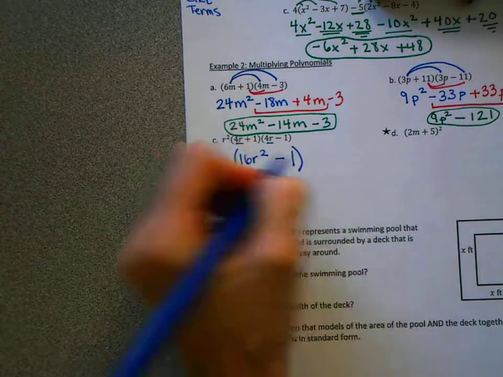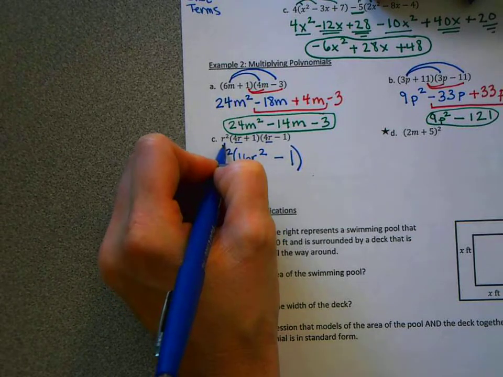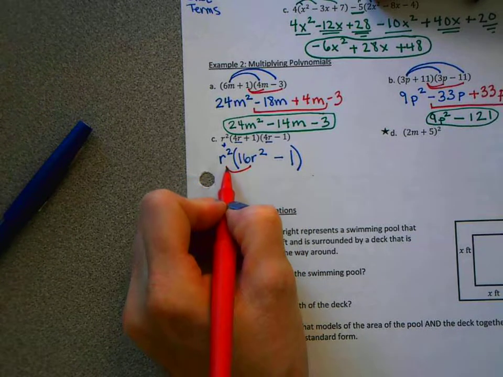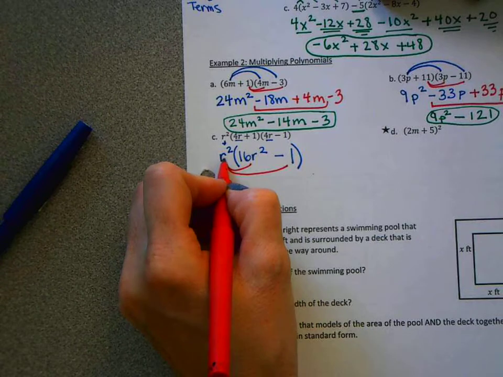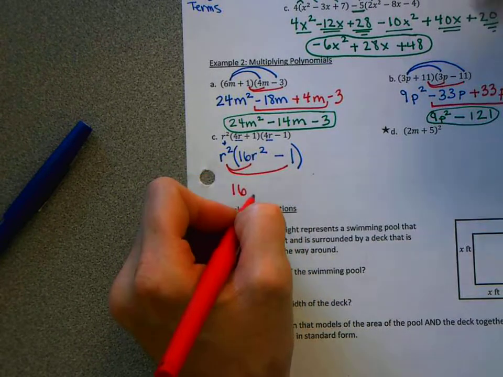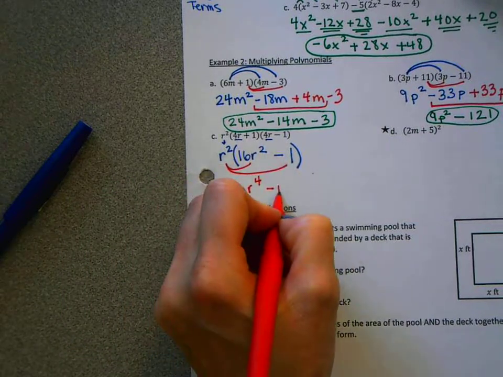Now we need parentheses back in here because we have another thing to distribute, which is the r squared right there. So we distribute r squared to the 16r squared and r squared to the 1. Alright, r squared times 16r squared is just 16, and then you add your exponents. So it's r to the 4th. And then r squared times negative 1 is negative r squared.